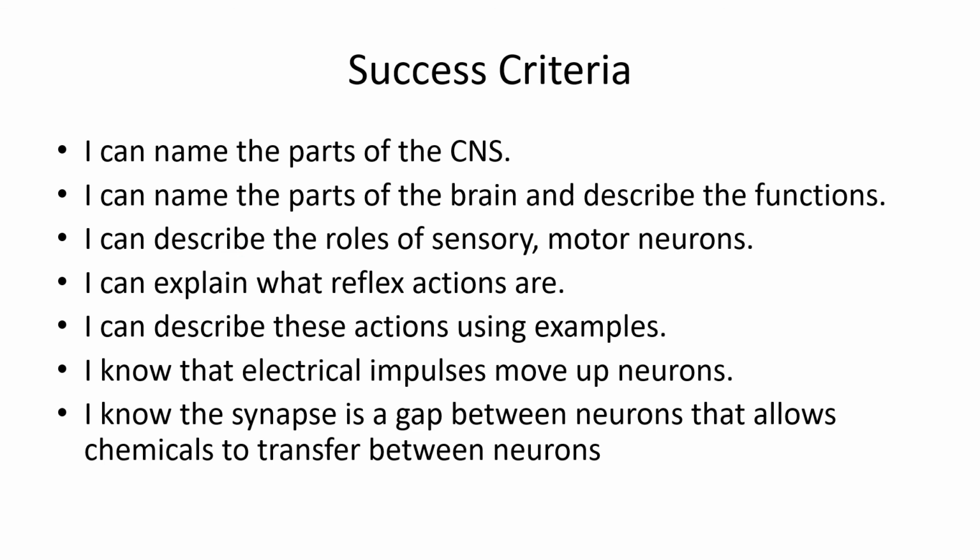We have now come to the end of the lesson. So you should now be able to name the parts of the CNS, name the parts of the brain and describe their function, describe the roles of the sensory, inner and motor neurons, explain what reflex actions are, describe these actions using examples, know that electrical impulses move along neurons, and know that the synapse is a gap between neurons that allows chemicals to transfer between neurons. Well done if you can confidently do all of the above things that I have just said. If you can't, then you need to watch the videos again.